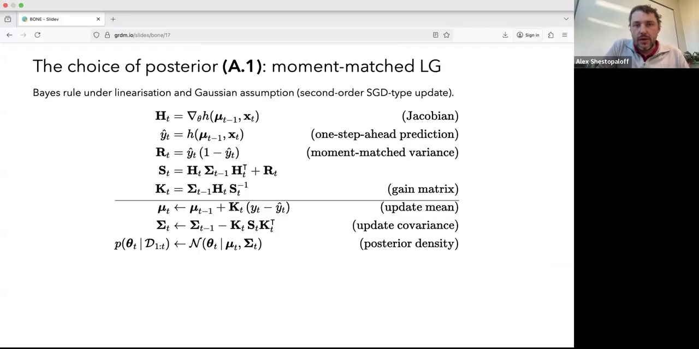Okay, so the way that this is actually done, if we walk through all the steps of the posterior computation and the moment matched linear Gaussian for this neural network model, we have to compute a few things here, including the Jacobian, the one step ahead prediction, and the moment matched variance. So there we go. That's the R_t that I referred to a couple of slides ago. And then these are standard Kalman filter computations. And then once these are computed, we can update the posterior as such, right?